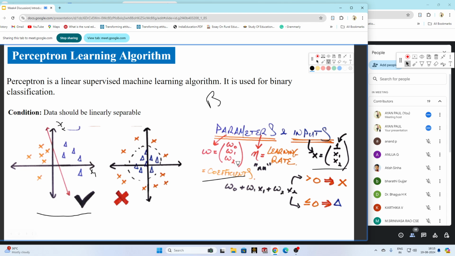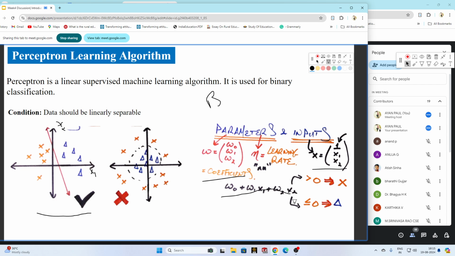Now how can we combine our inputs with the coefficients? We just do the dot product, that means w dot x, or you can say w dot x transpose. When you do this, this is the equation of the line separating the two data sets, that is w naught plus w1 x1 plus w2 x2.